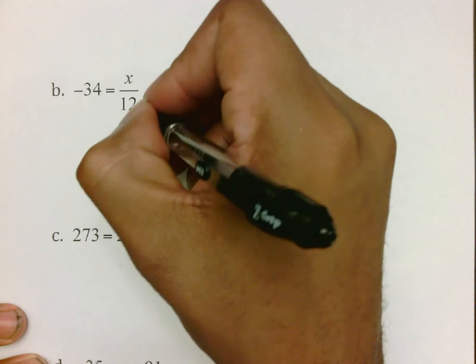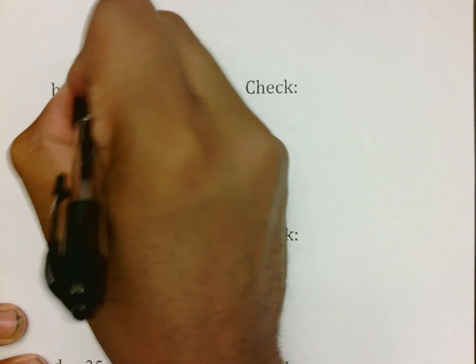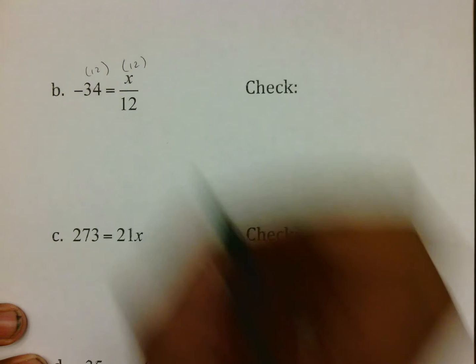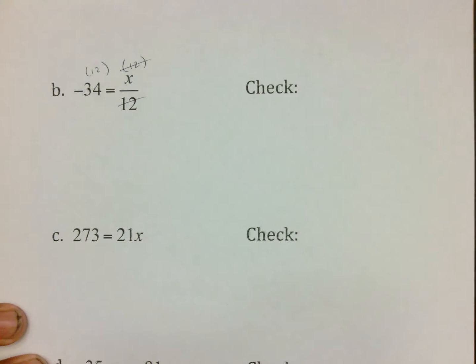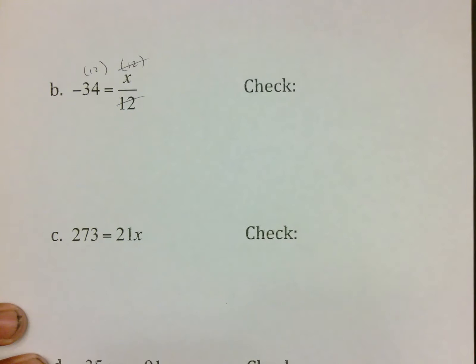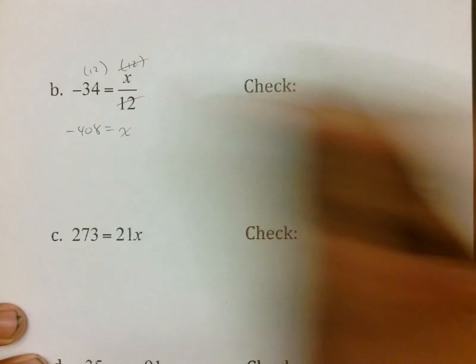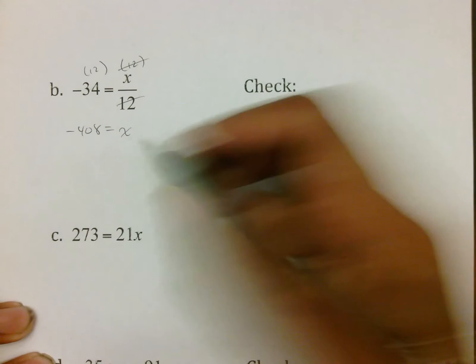Negative 34 equals x over 12. This is division here. And remember, the way we get rid of division is by multiplying on both sides. And so we put 12 on top of both. Those two 12s cancel. Over here we're going to do negative 34 times 12, which is negative 408. And that equals x.